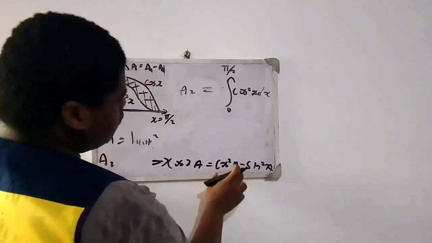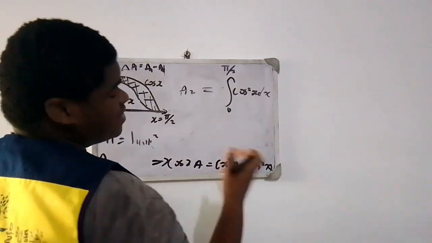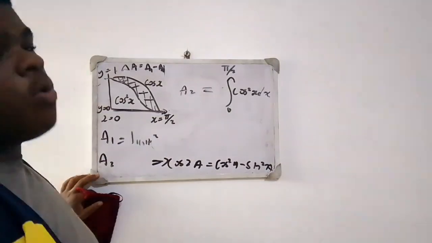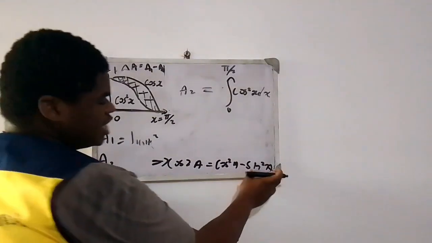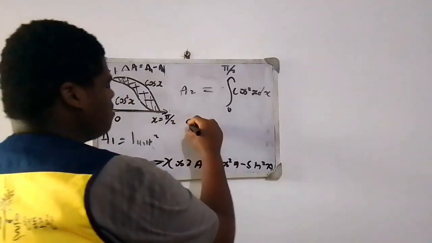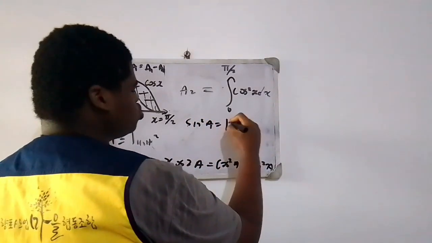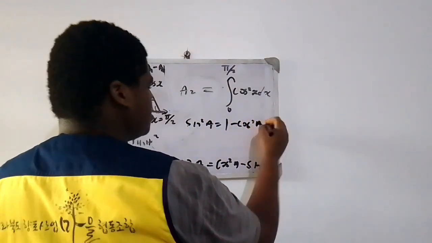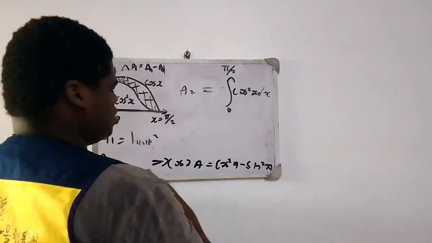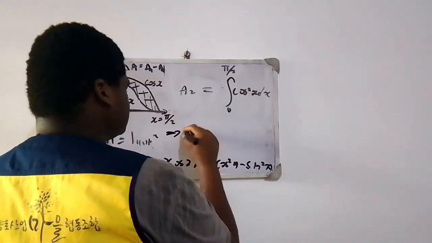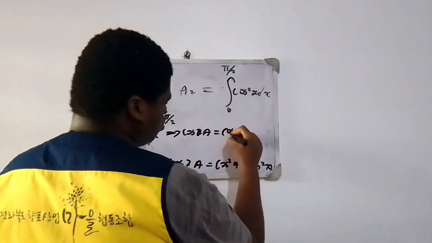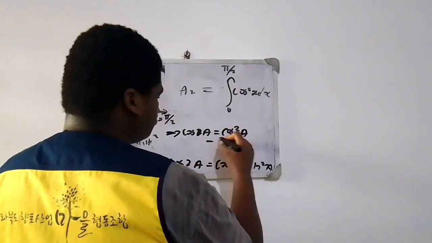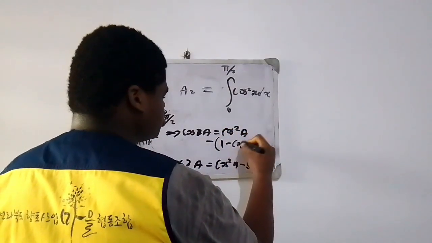Consider we have cos square a. If you put this inside here, then you end up having sin square a in your integral. We want to get rid of all these squares. We want to just make it linear. So now this sine square is equal to something. Remember that sine square A is equal to 1 minus cos square A. So we're going to put this into our function. What this means is that cos 2A is equal to cos square A minus bracket open 1 minus cos square A.